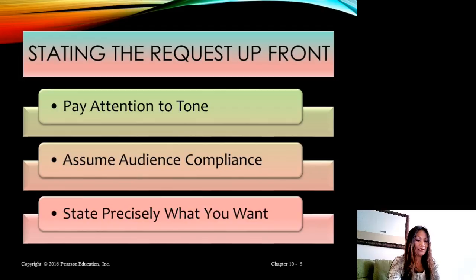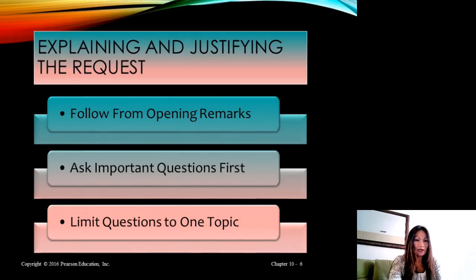You can generally make the assumption that your audience members will comply, as long as they clearly understand the reason for your request. You can be specific. You can state precisely what you want. For example, if you request the latest market research from your research department, be sure to say whether you want it in a 1-page summary or 100 pages of raw data. And explaining and justifying the request. You can follow the opening remarks by asking the most important question first, and then limit questions to one topic.